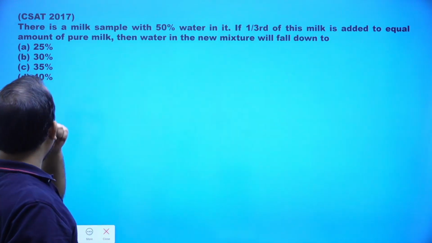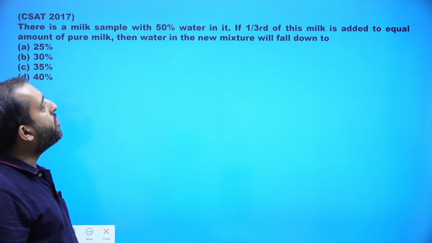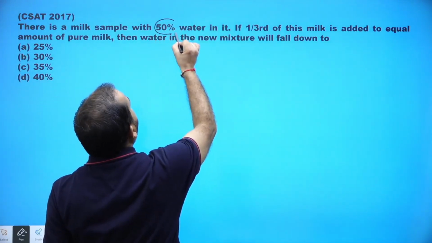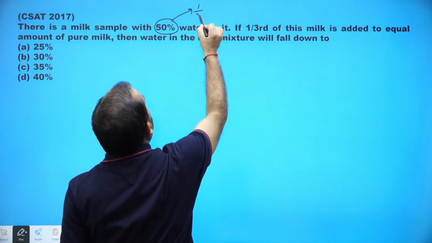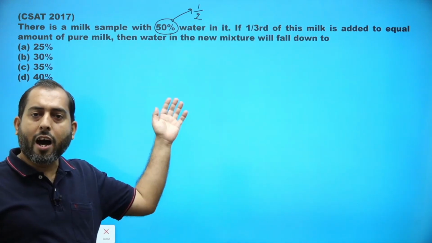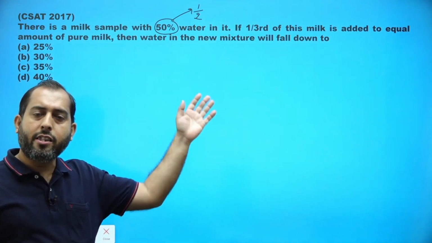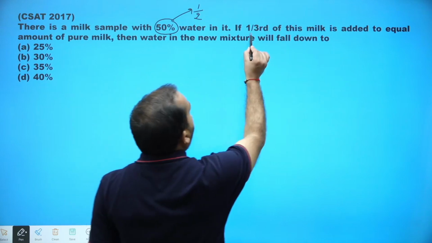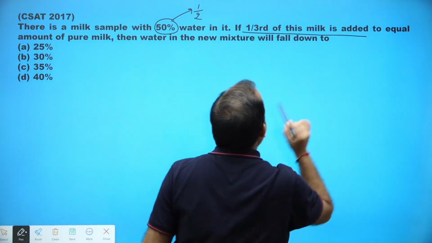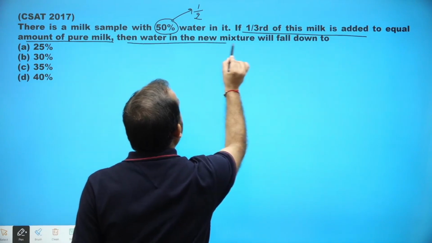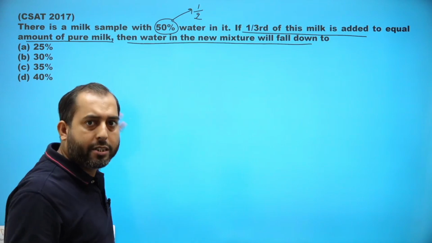It says there is a milk sample with 50% water in it. 50% means half. If a 20 liter sample is present, then half of 20, that is 10 liters, will be water and the remaining 10 will be milk. If 1/3 of this milk is added to an equal amount of pure milk, then the water in the new mixture falls down to what percentage? Percentages are given.